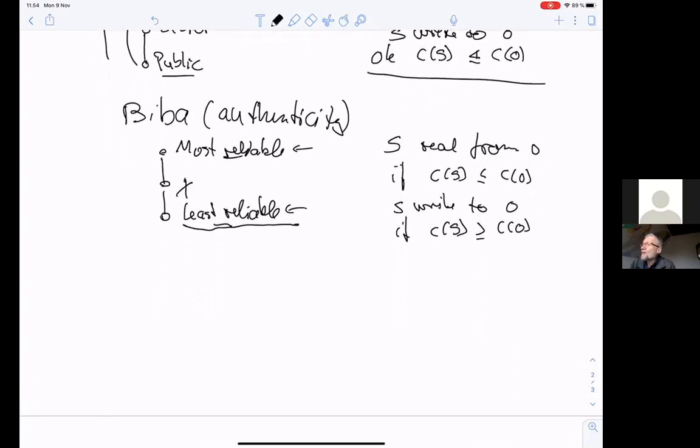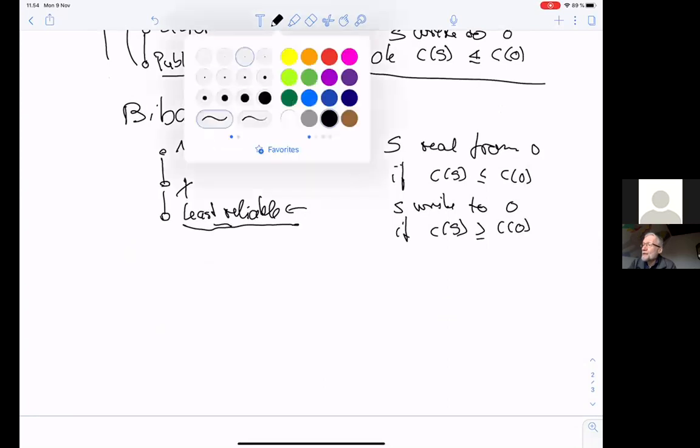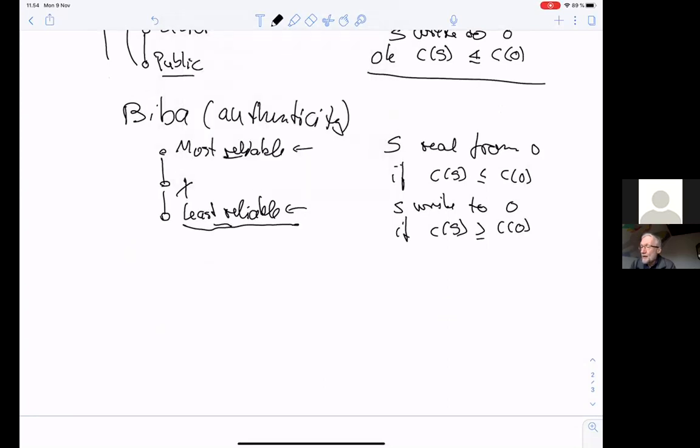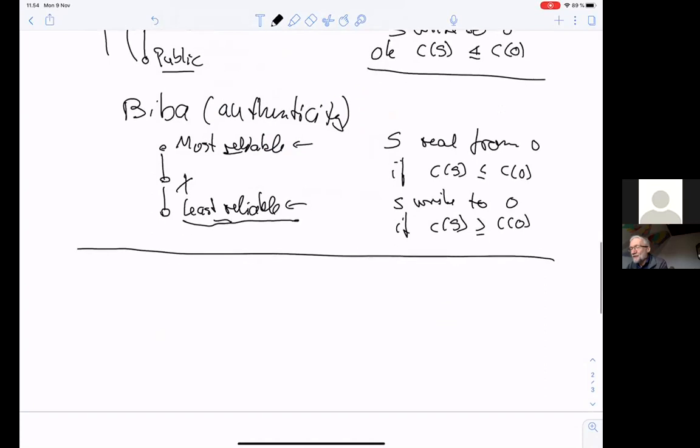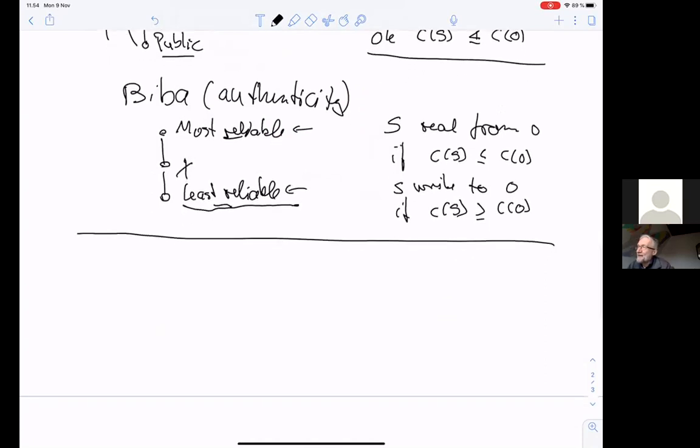So let me just end this part on lattice-based security policy by mentioning, motivating why I've been tormenting you with this mathematical definition of lattices, why all these conditions and least upper bound and greatest lower bound and so on. So the idea is the following, that if you have such a lattice-based security policy, there are various natural questions you want to ask yourself also while the system is running.